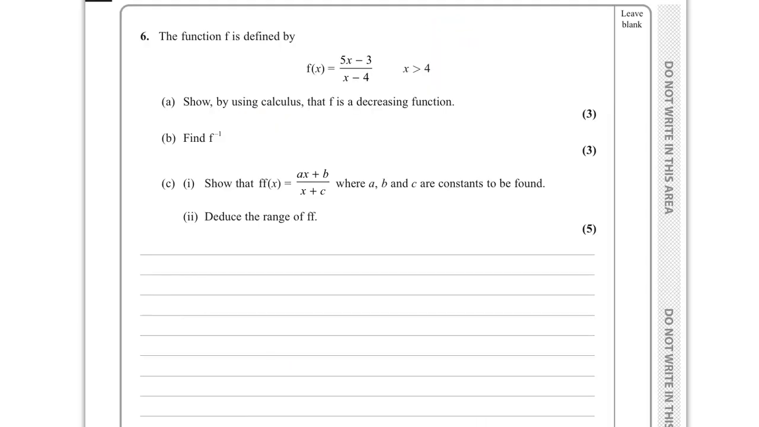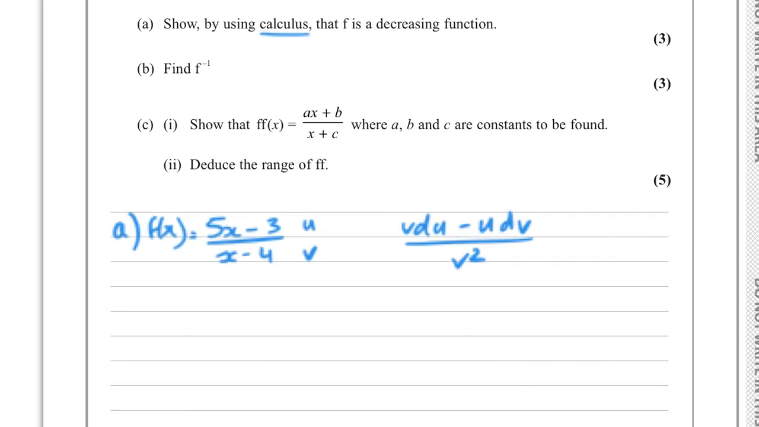Okay, question 6. Show by calculus. Again, we're going to be differentiating or integrating that this is a decreasing function. So what I have here is quotient rule. Now remember, v is always the denominator, and it's v du minus u dv over v squared.